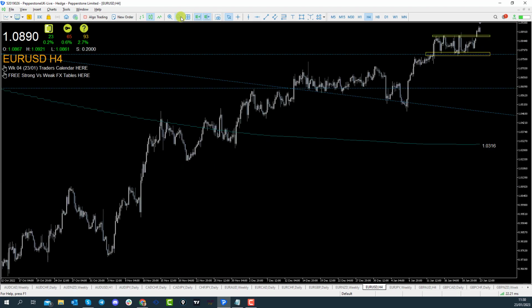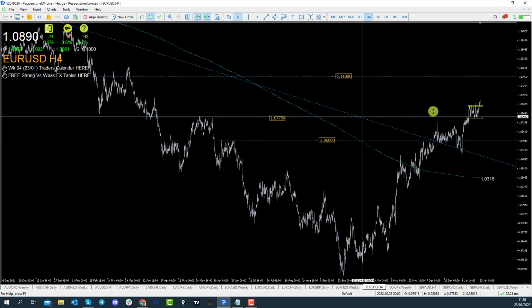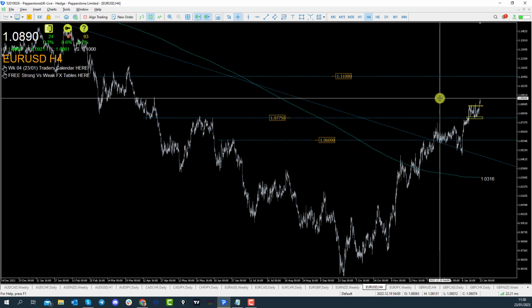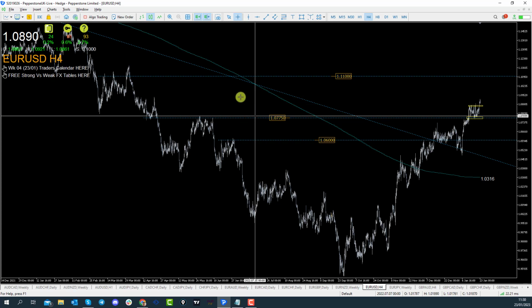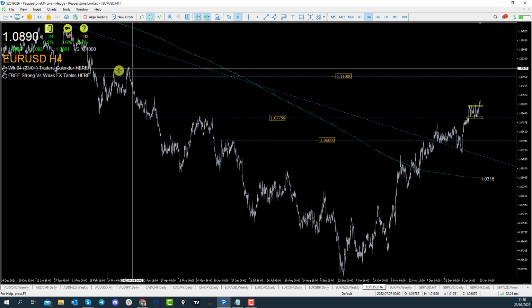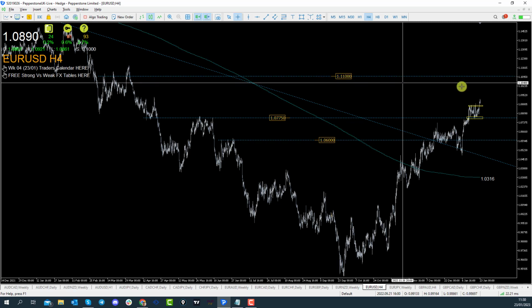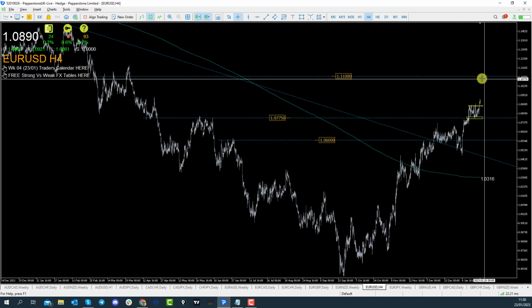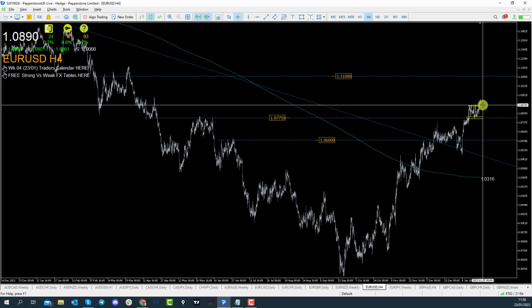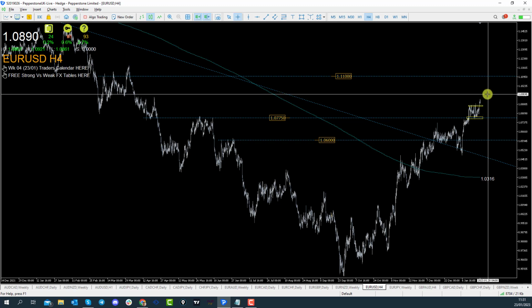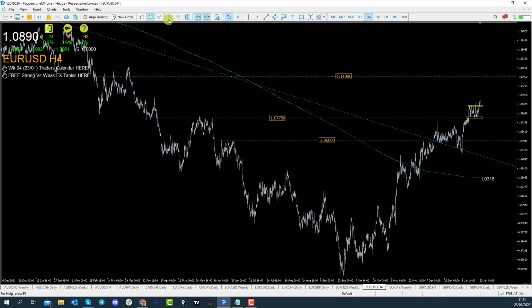If I zoom out on this 4-hour time frame, you can see that we haven't really got much in the way of resistance. There is some slight further resistance around about the 1.0937, but it wasn't as strong as the 1.1000. So looking to see if we can trade up to that zone there if we were to get a nice rejection of this range in here.